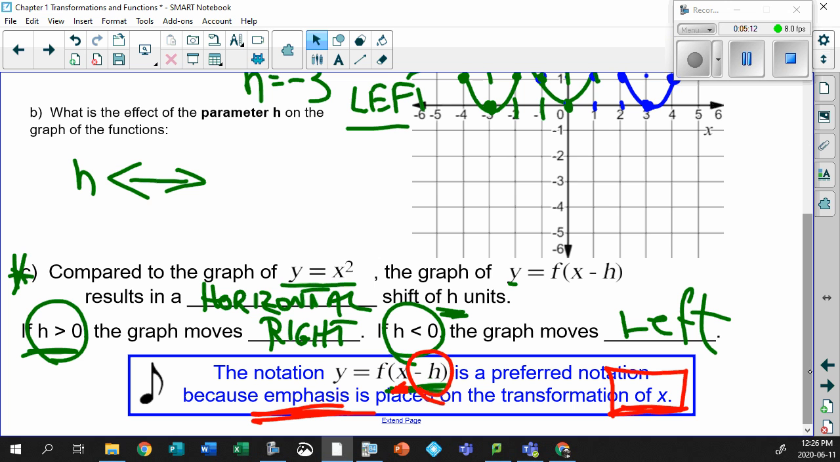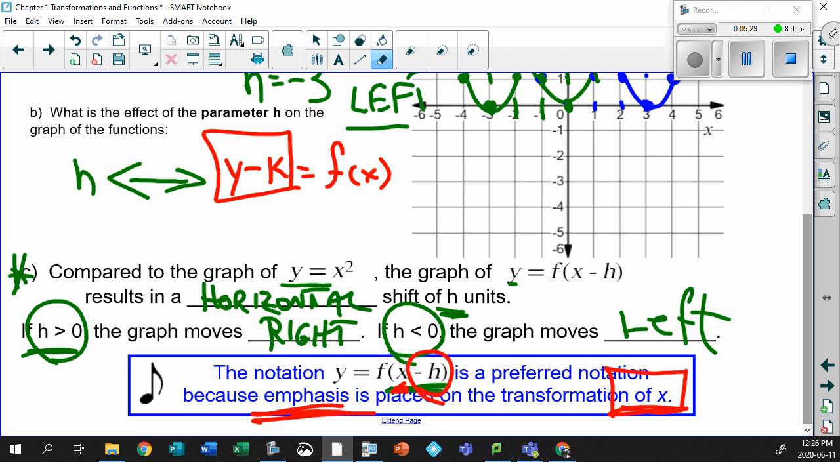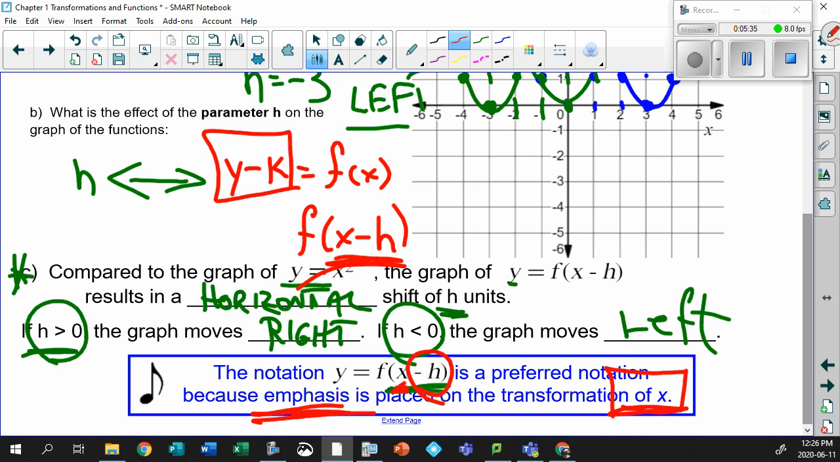Okay, so let's put this together, and remember that our first one was f(x) minus k, right? That put emphasis on the y, and our second one was an f of x with an h value, which put emphasis on the x. So really important to keep those two separate.